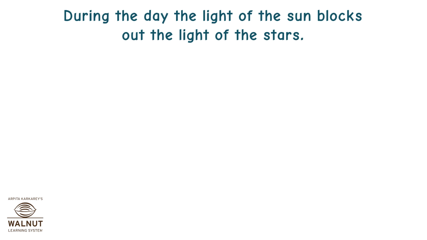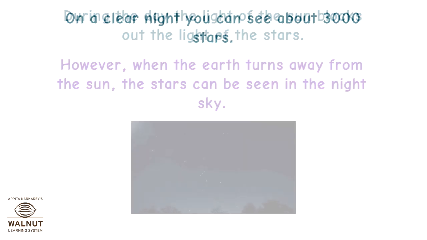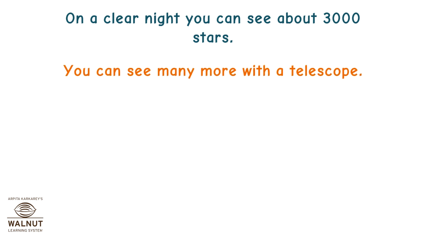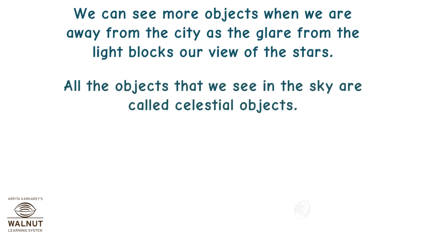During the day, the light of the sun blocks out the light of the stars. However, when the Earth turns away from the sun, the stars can be seen in the night sky. On a clear night, you can see about 3,000 stars. You can see many more with a telescope. We can see more objects when we are away from the city as the glare from the light blocks our view of the stars. All the objects that we see in the sky are called celestial objects.